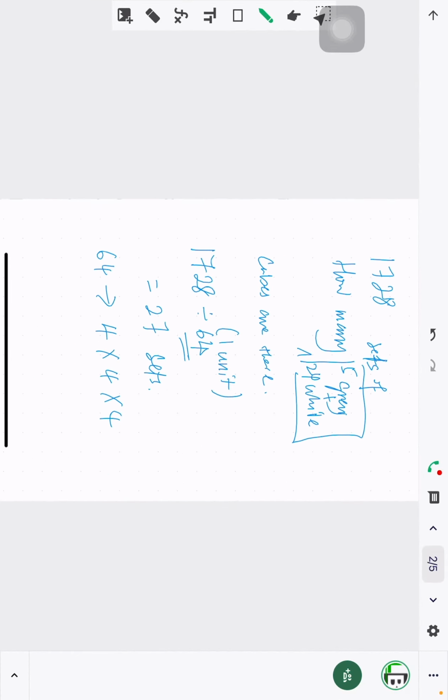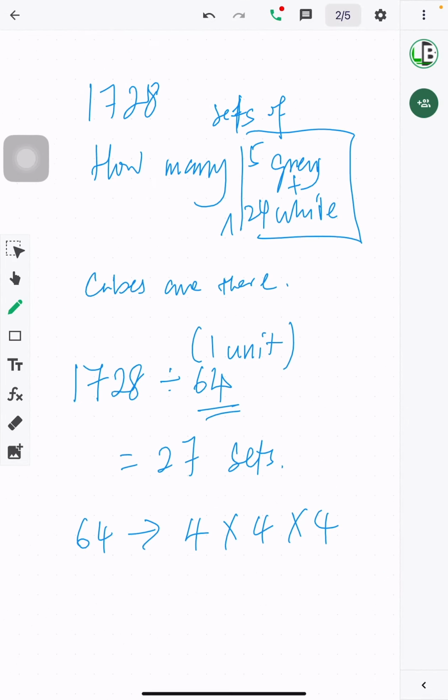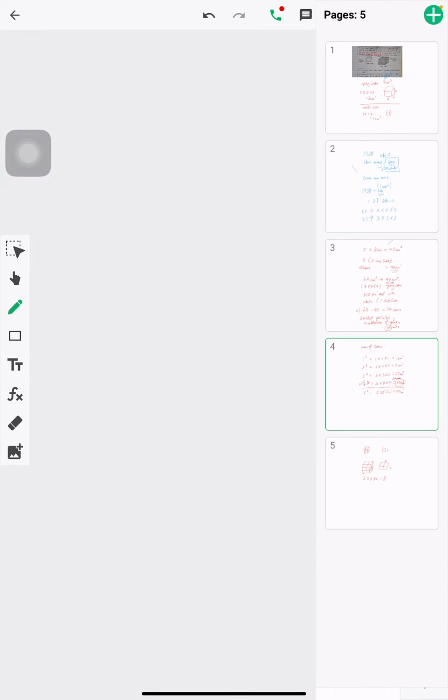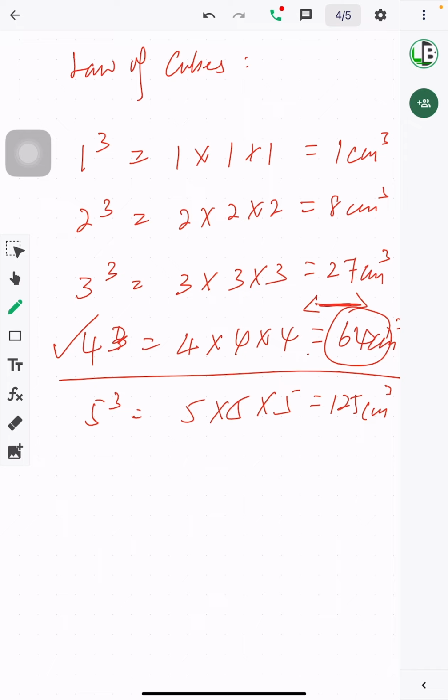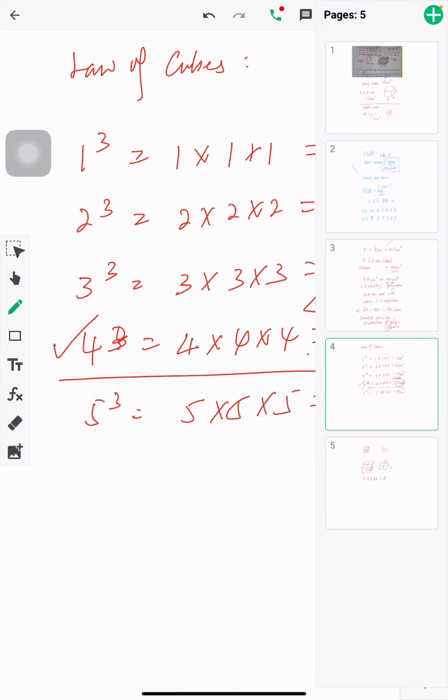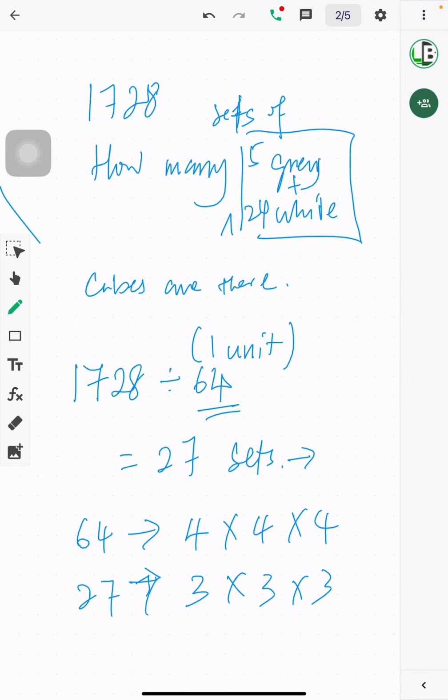So it's actually your 12 times 12 times 12. Yeah. So you got 27 sets of cube. Then you reverse engineer this and you get 3 times 3 times 3. So let's look at your law of cubes again. You see, your 3 times 3 times 3 is 27. Then your 4 times 4 times 4 is 64. So in short, the length is actually 3 times 4, which equals 12 cm.